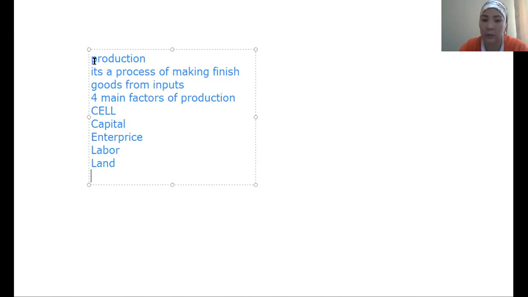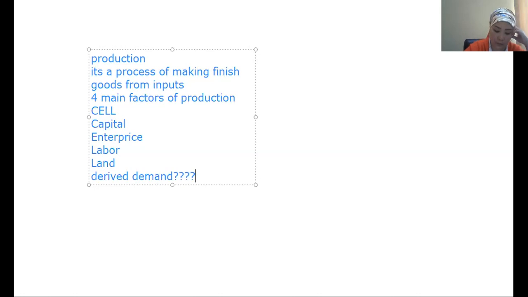So what we are going to talk about. Actually, you know about them already: what is the capital, what is the enterprise, labor, and land. So there's no need to repeat. We will continue with the derived demand. Let me write it here. Derived demand.